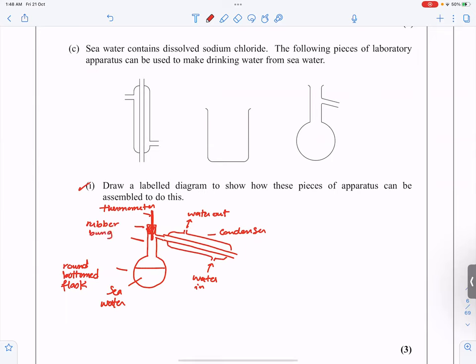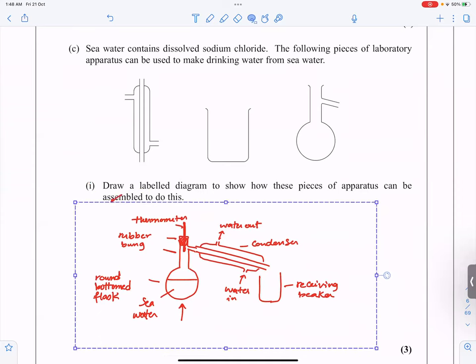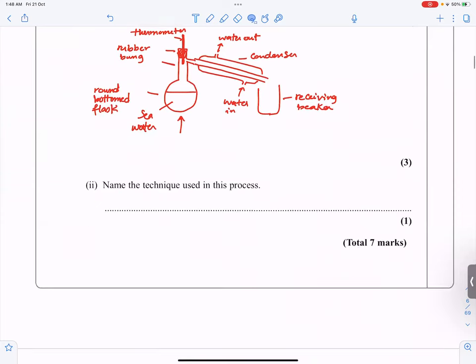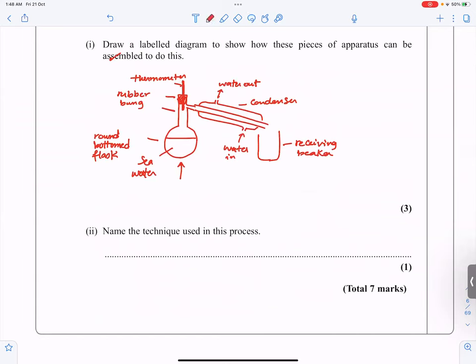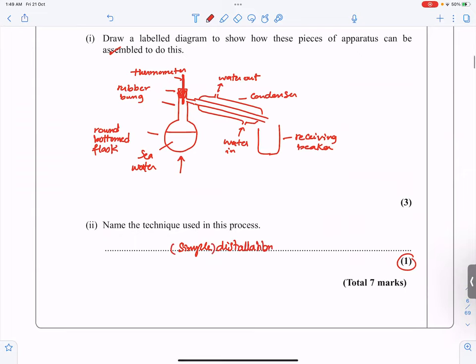وبعد كده هناخد البيكر نستخدمه كريسيفنج بيكر، وطبعا هنعمل هيتنج اندر الفلاسك. ده كده الابريتس اللي هو بتاع السمبل ديستليشن ابريتس. يبقى name this technique used in this separation هتبقى simple distillation. طبعا عشان هي one mark يبقى distillation بس، يعني simple هنا مش هيحاسب عليها.